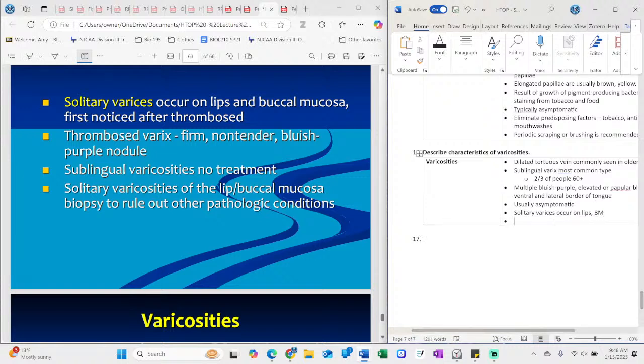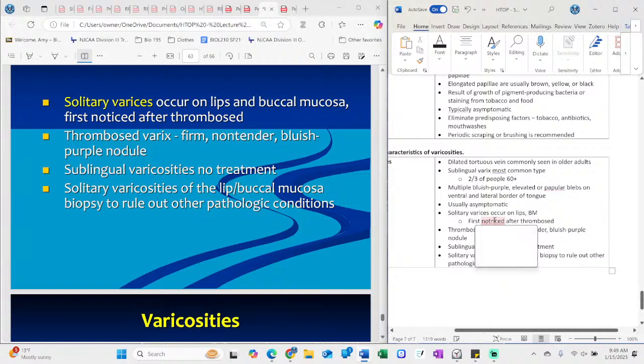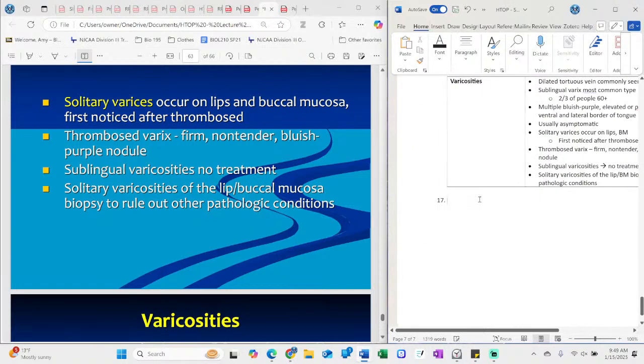These are examples of sublingual varicosities. Sublingual because they are on the underside of the tongue. Now you will also often see solitary varices on the lip or on the buccal mucosa, again in older patients. They often become noticeable when the blood in those blood vessels tends to thrombose. That is when they clinically become noticeable. So these are often firm, non-tender, and look bluish from the blood in the blood vessels. Typically, no treatment is needed, but some patients, for aesthetic reasons, may want them taken out, especially if they are on the lips.